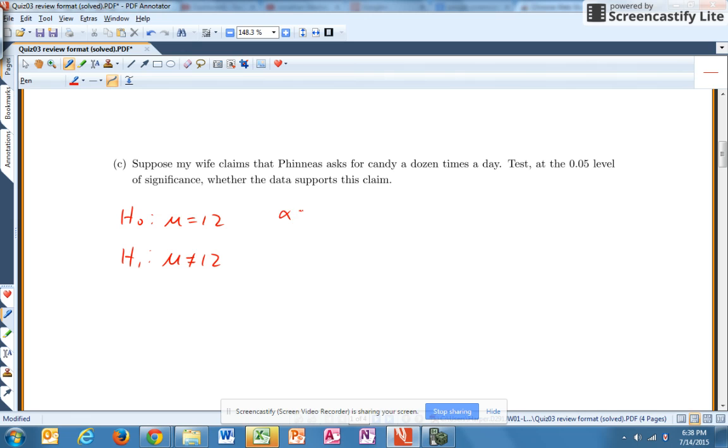Okay, and alpha is 0.05. That was given in the problem. Okay, so what we're going to do is go to, on our calculator, use Stat, Tests, and since we have numeric data and we're doing a hypothesis test, we're going to do number 2, the t-test.